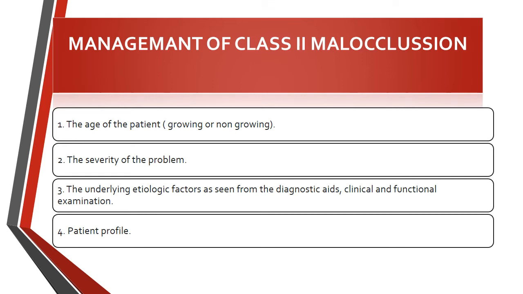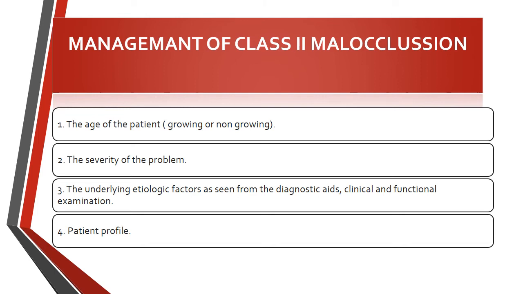The second factor is the severity of the malocclusion. Is it mild, moderate, or severe? Can we solve it by using orthodontic treatment, or may we need orthognathic surgery, for example? The third one is: what is the etiology of this malocclusion? Because when we consider treating any malocclusion, it is very important to solve the main etiological factors that led to its development. And this, of course, will depend upon correct examination and diagnosis, from examining the diagnostic records, from clinical and functional examination, by using a cephalometric analysis, and so on.